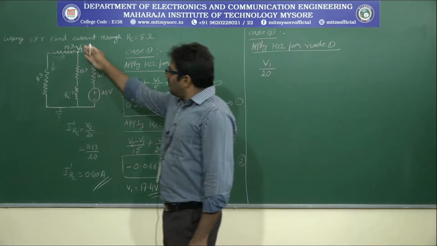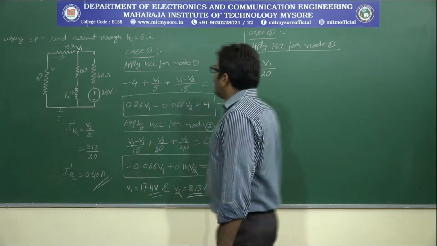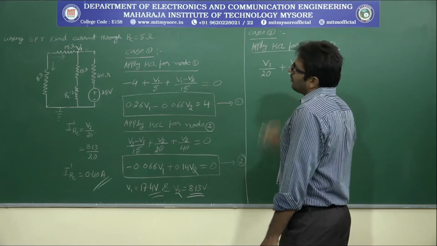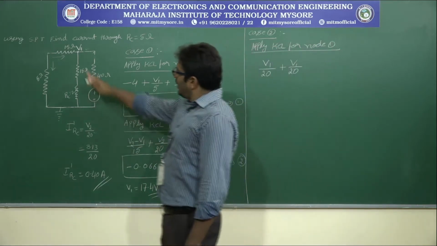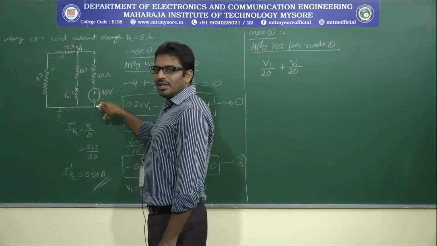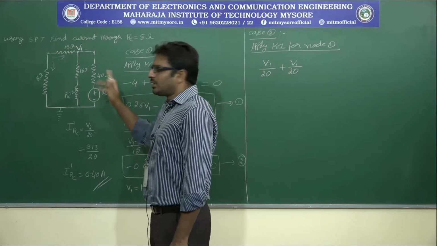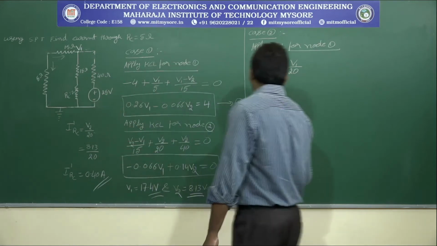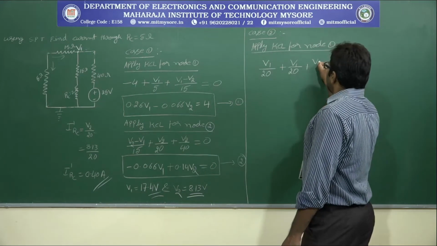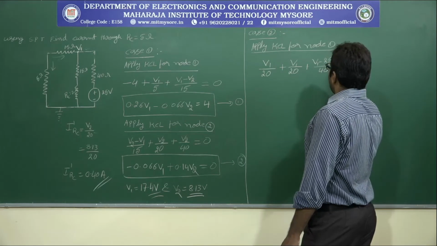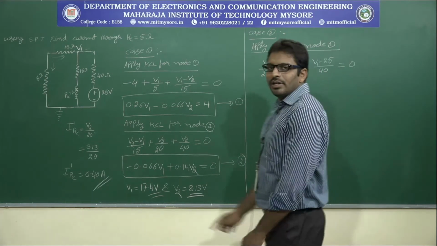Okay. Next, what is the current in this branch? V1 by 20 again. Okay. Now, what is the current in this branch? According to the polarity of the 25 volts, it drives the current upwards. Therefore, V1 minus 25 divided by 40, that is equal to 0. Any other node in the circuit?